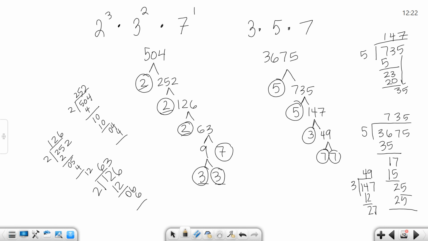So I see my digits are 3 and 5 and 7. Okay, if I count the number of 3s, there's only one of those. There are 2 5s and there are 2 7s. Okay, so that would be the prime factorization of both.